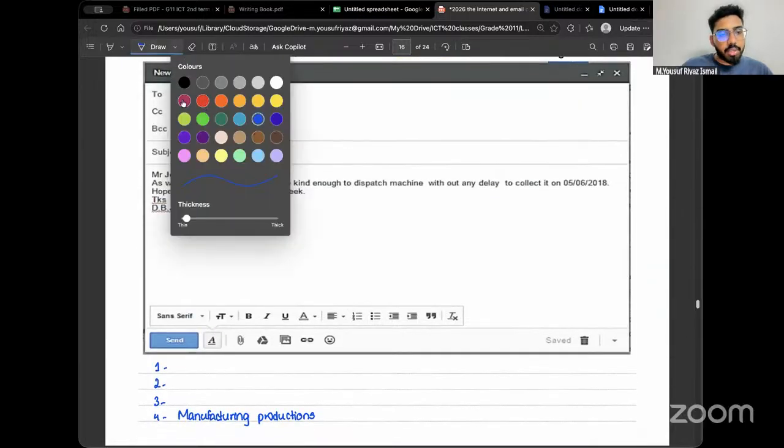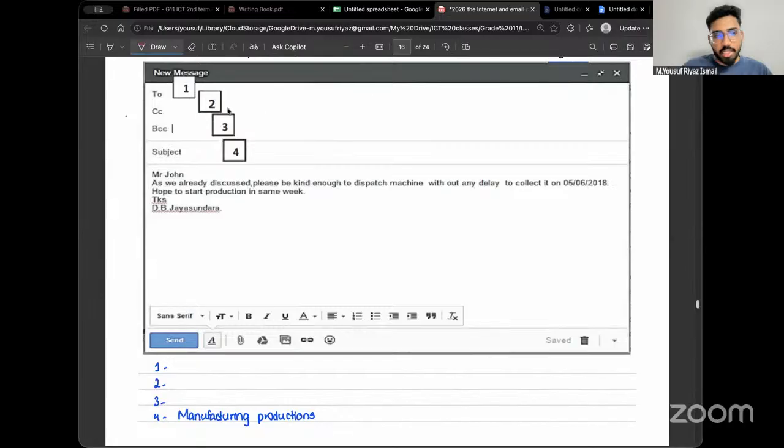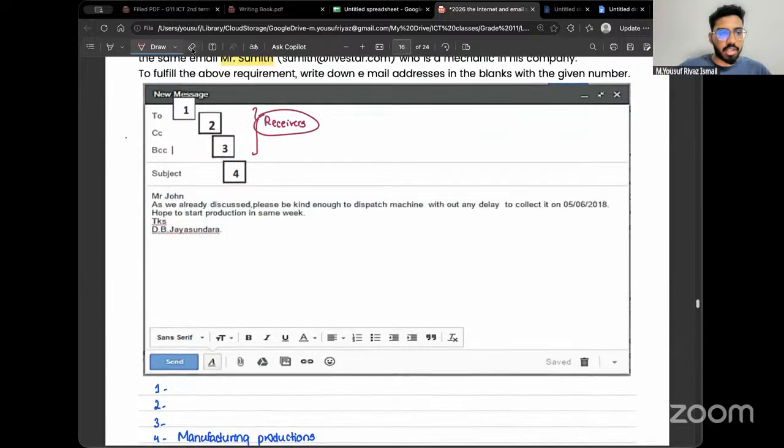Now, in terms of 1, 2, 3, the To, CC and BCC, all these are representing the receivers. When you take email receivers, we can classify them into three categories. One is To, one is CC, and one is BCC. So let me show you how this categorization works.